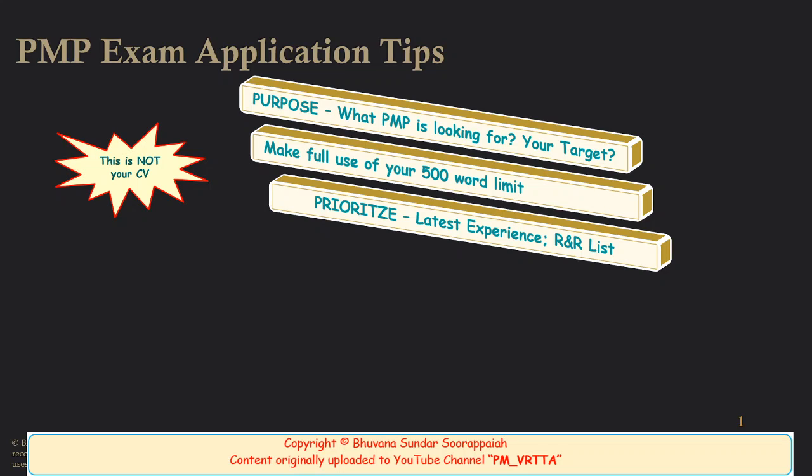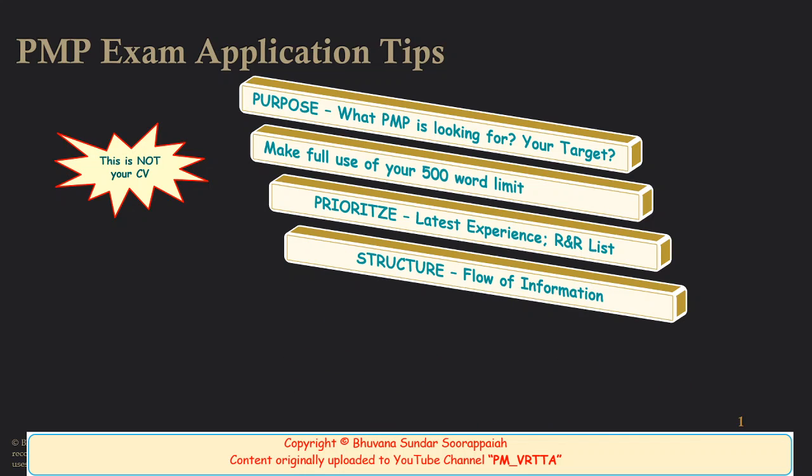And after that, if you still have some words left within the limit, you can add the other things. So crispness, prioritizing which experience to show, which not to, which roles and responsibilities to talk about, which not to. That's very important even before you start writing the job description or experience description in your PMP exam application. So that brings us to the next part, which is structure.